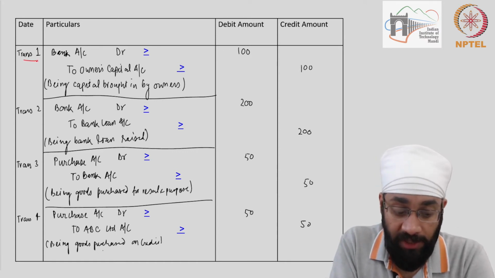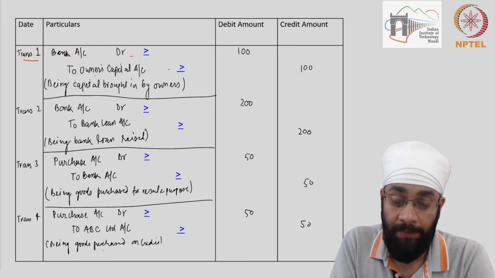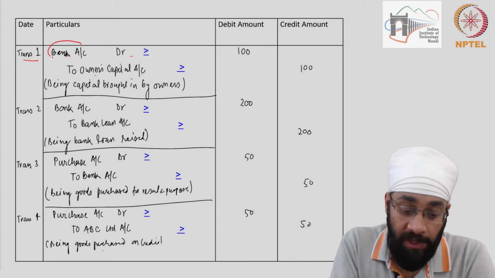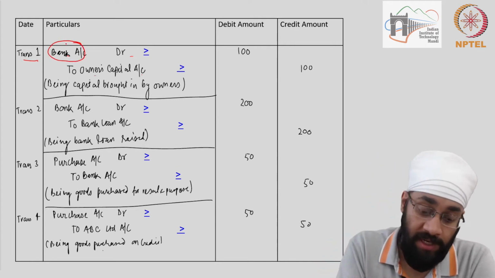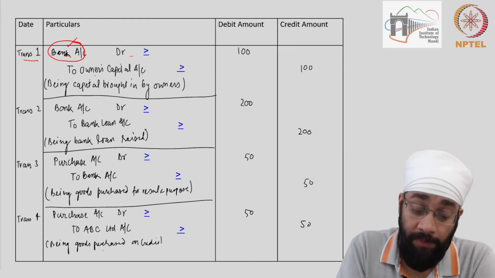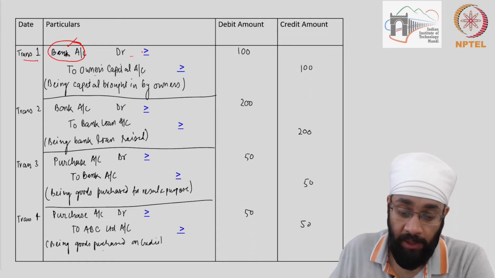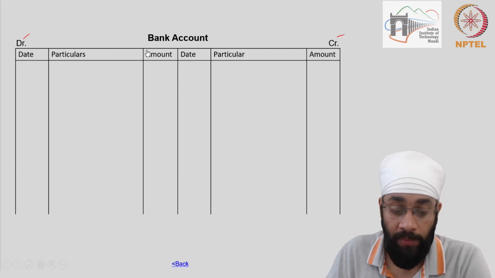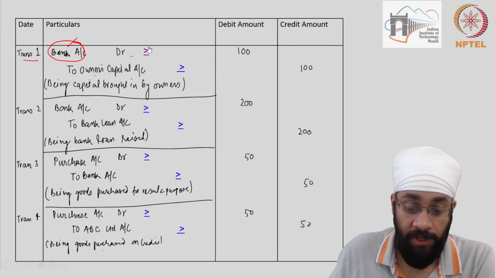You look at the first transaction, which says bank account debit to owner's capital account. We're going to prepare every account, so let us start with the bank account. When I click on this link here, I have automated this process. I directly go to the bank account, and I can quickly come back to this page as well.